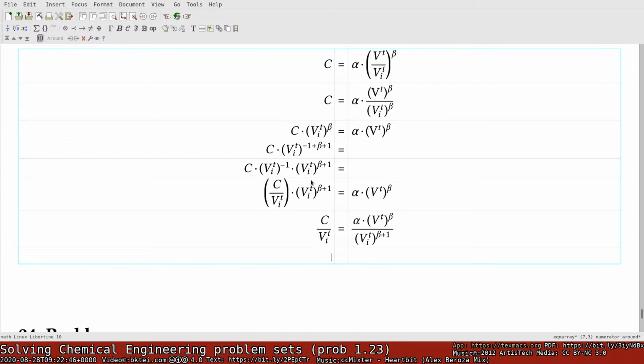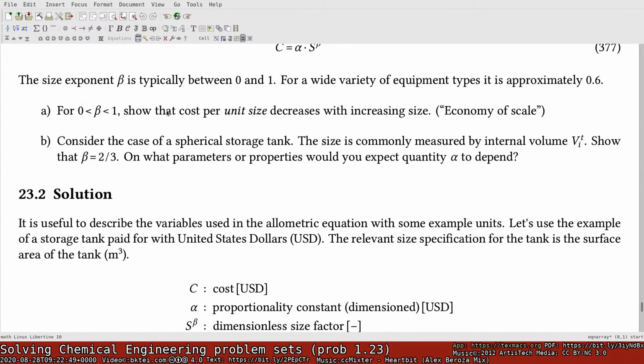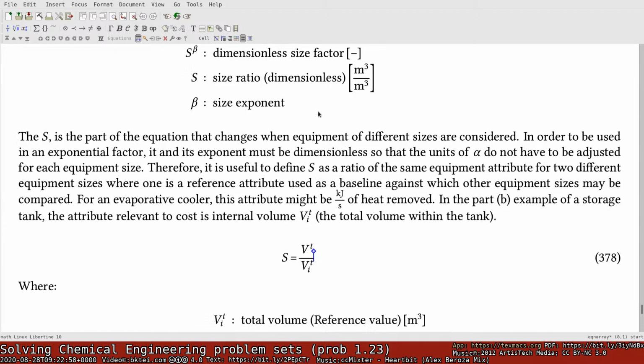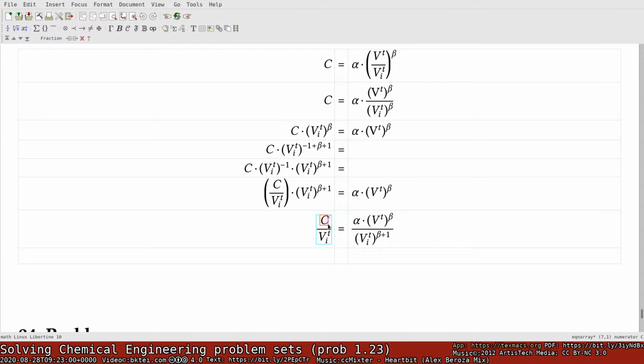So we are asked to show that for beta between the range of 0 and 1, that cost per unit size decreases with increasing size. Okay, so this thing decreases with increasing size. So as this gets bigger, this decreases. Does that happen? I don't think so. You'd think that number would just increase. Did I miss a negative in there somewhere? Am I missing something?